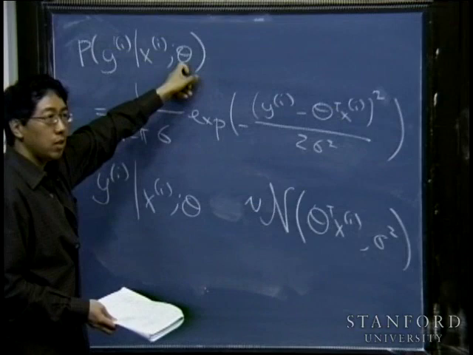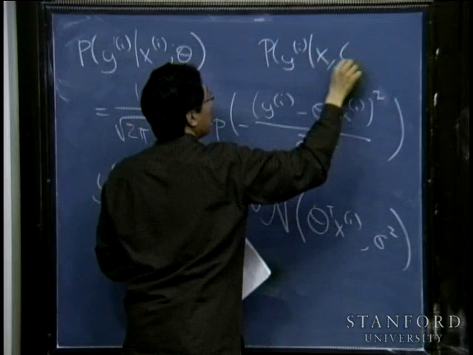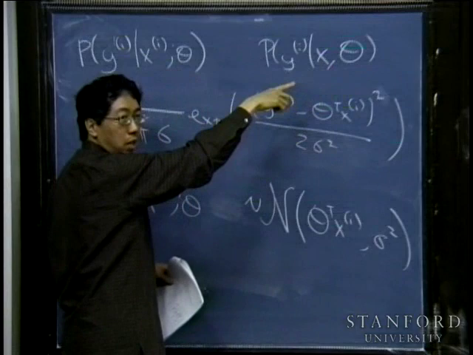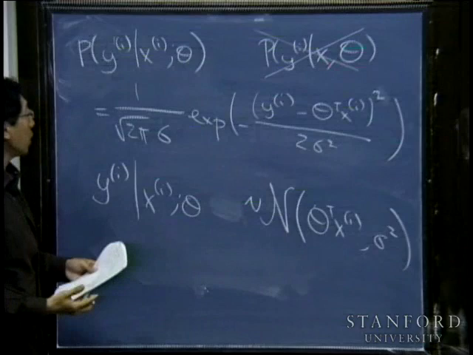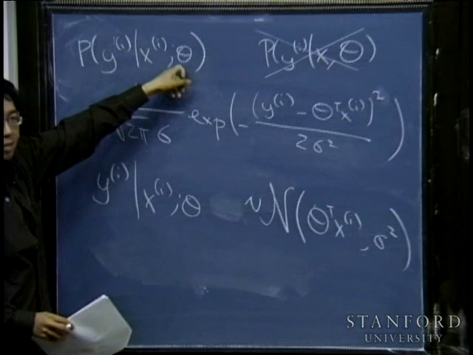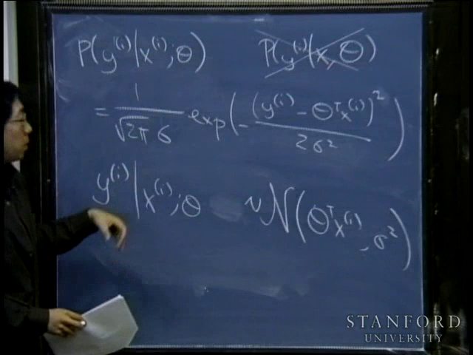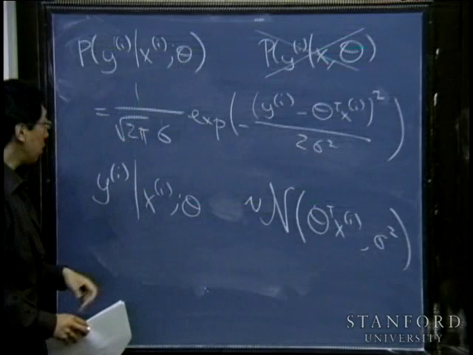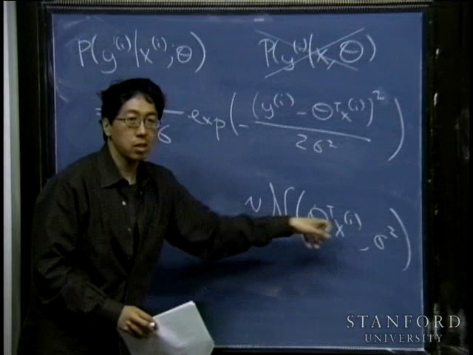So if theta is not a random variable, then I'm going to avoid writing P of y i given x i comma theta, because this would mean the probability of y i conditioned on x and theta. And you can only condition on random variables. At least for this part of the class where we're taking a frequentist viewpoint rather than a Bayesian viewpoint, we're thinking of theta not as a random variable, but just as something we're trying to estimate, so I'll use the semicolon notation. The way to read this is the probability of y i given x i and parameterized by theta. So you can read the semicolon as parameterized by. And the same way here, y i given x i parameterized by theta is distributed Gaussian with that.